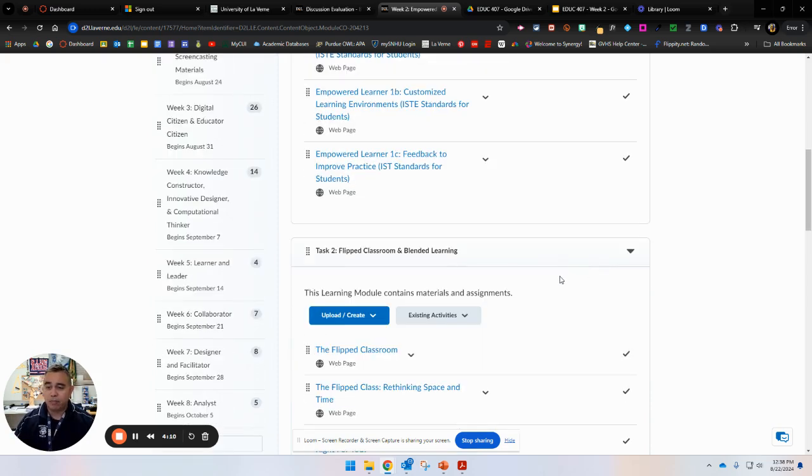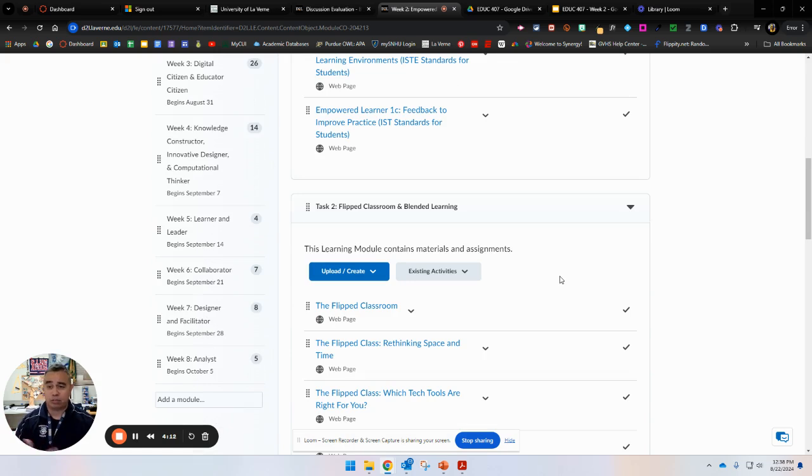The second one is looking at the flipped classroom versus blended learning. Flipped classroom is where basically a lot of times you're going to have the kids, their homework is going to be watch the next lesson. And then when you come to class, then what you do is you go deeper into the lesson. So that way you don't have to spend a lot of time explaining, hopefully. Blended learning is kind of a mixture of that. So just keep in mind, there's going to be a little bit of different things.